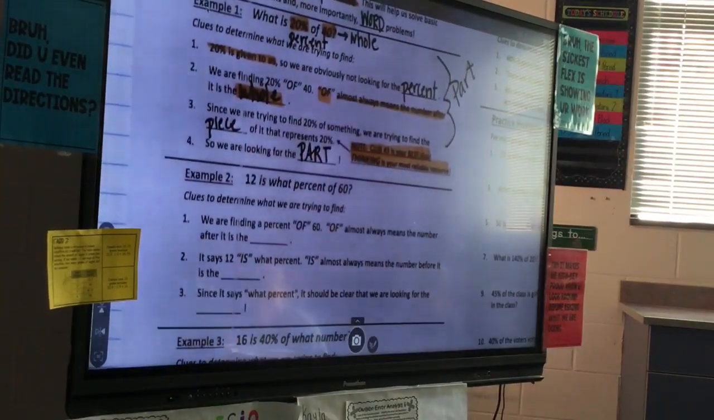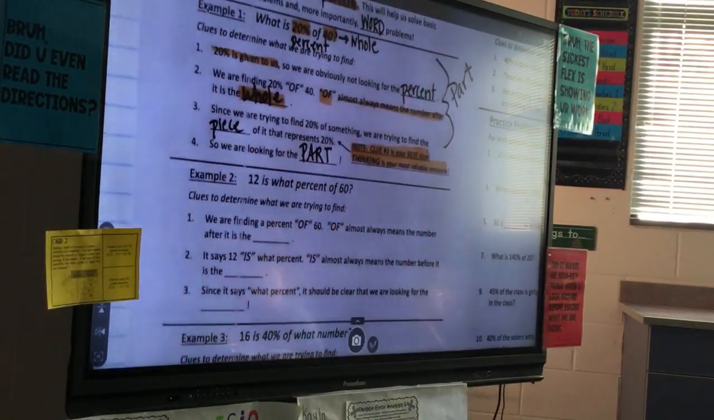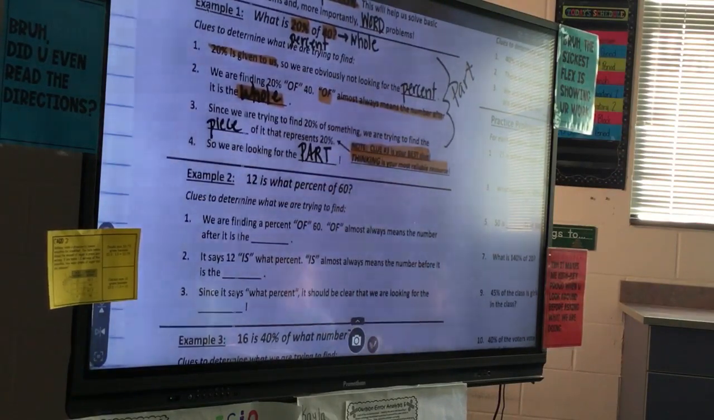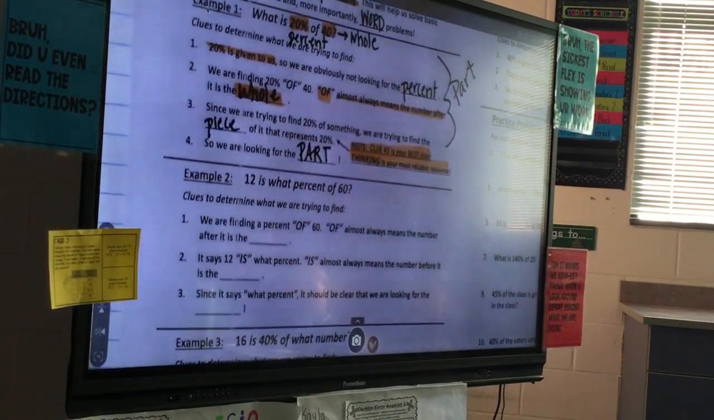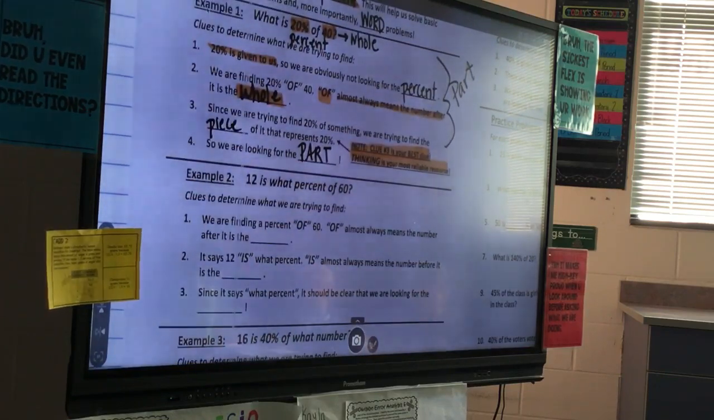All right, so looking at example number 2, it says 12 is what percent of 60? So are we looking for the part, the whole, or the percent for this one? This one should really jump out at you.